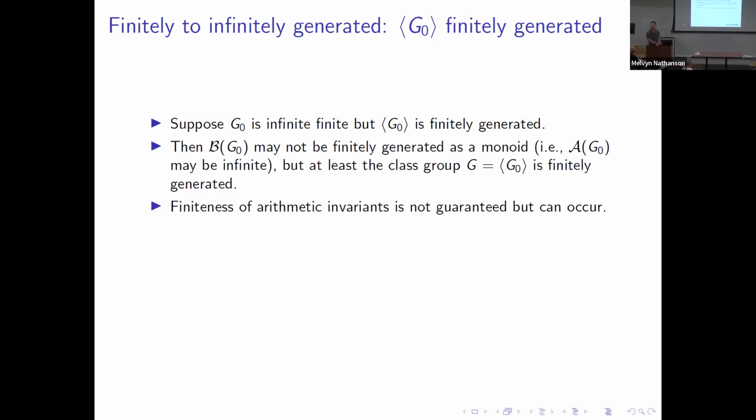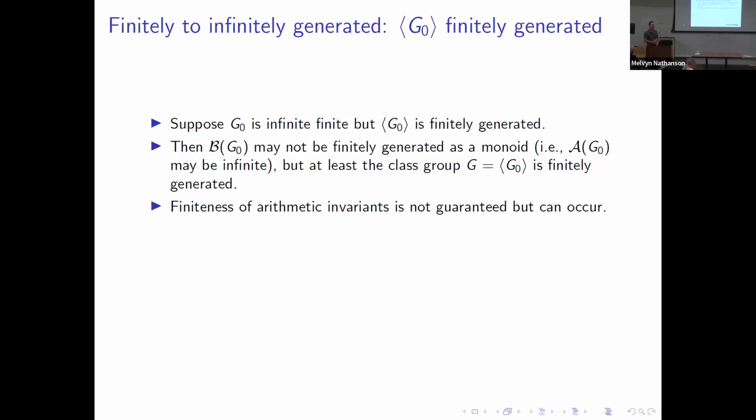There's interesting behavior here. The first line says G naught is infinite finite. Sorry, just ignore that, that's a typo. The second "finite" should not be there. I'm not sure what happened there. We're just looking at when G naught is infinite, but the group it generates is finitely generated.